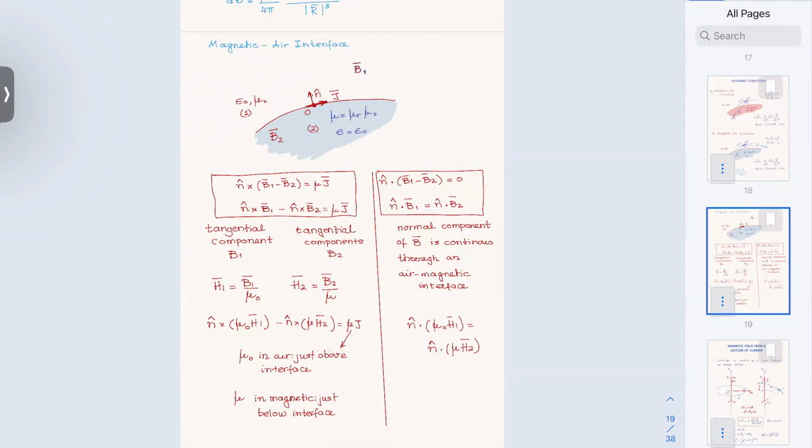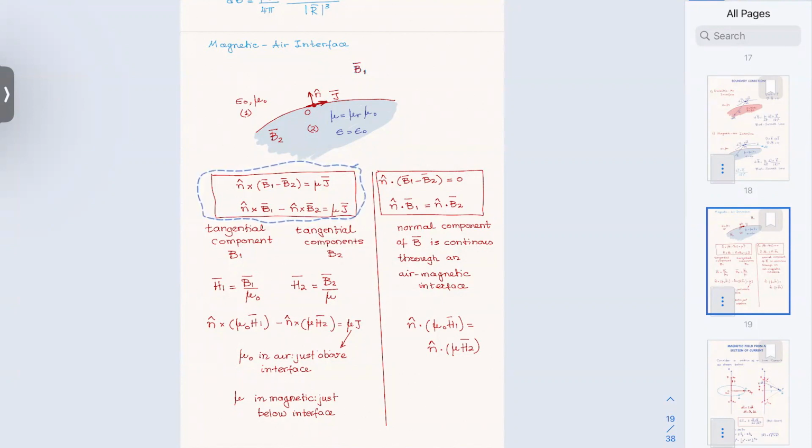All right, and again, what do they say? The first one says that if I have a current on the interface between air and magnetic material, then the tangential components of the magnetic flux density is discontinuous through the interface, which means as you just go through the interface, it jumps from one value to another, and that discontinuity is equal to mu j, all right?